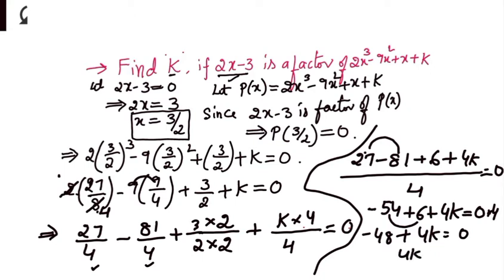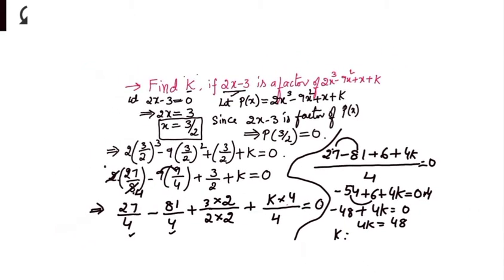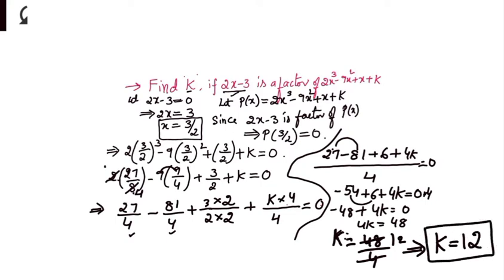Then 4k is equal to minus 48 becomes plus 48. K is equal to 48 by 4. By cancelling with the 4 table, 4 ones are 4, 4 twelves are 48. From this we get that k is equal to 12, which is our answer. Okay, like this we can do this problem.